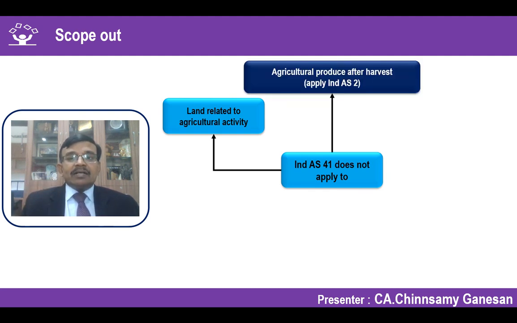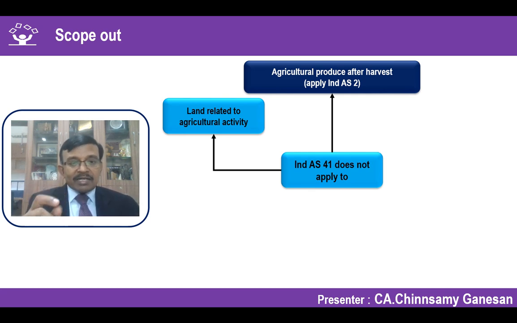When I'm saying agricultural produce after the harvest, up to the time it is there in the biological asset or the bearer plant, it is considered as part of the biological asset. The moment it's plucked out, for example, tea leaves are taken out or the coffee beans or coffee fruits are plucked out, that becomes an agricultural produce after the harvest. The moment it's harvested, the applicability of this standard stops at that level and you have to apply the principles of Ind AS 2 inventories for valuing those agricultural produce after the harvest.